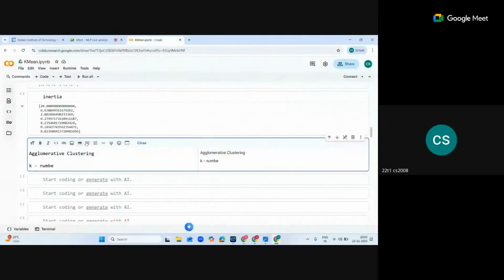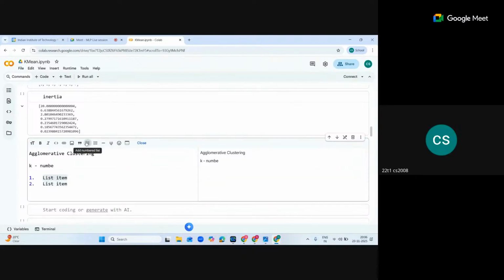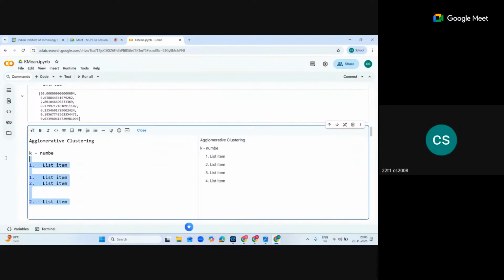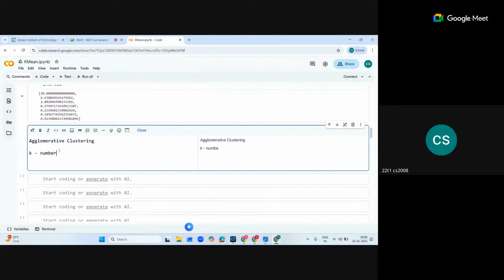So yeah, I was saying that in agglomerative clustering also, just like in k-means, you have to specify how many clusters you want. Like last time we experimented with 3, then 5, then 7, and so on. The same thing you have to do for agglomerative clustering also. You have to specify, okay? So k will be your number of clusters.